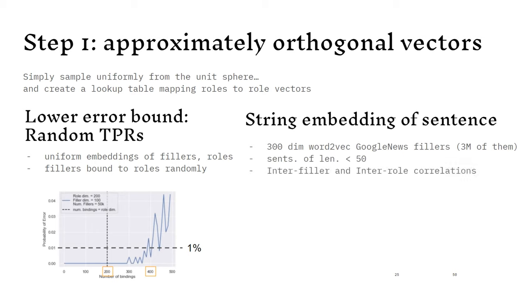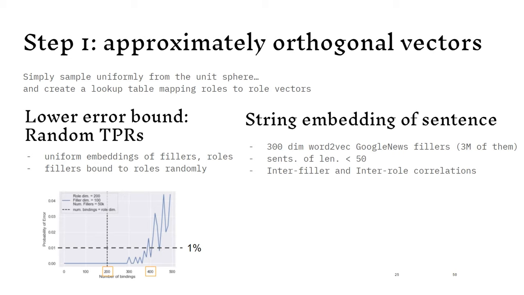And we get both interfiller and interrole correlations for several reasons. First off, the nature of the Google News vectors, which are word2vec vectors, is based on co-occurrence. So fillers that co-occur in the same sentences are more likely to be similar. So consequently, that's more likely to lead to constructive rather than destructive interference.